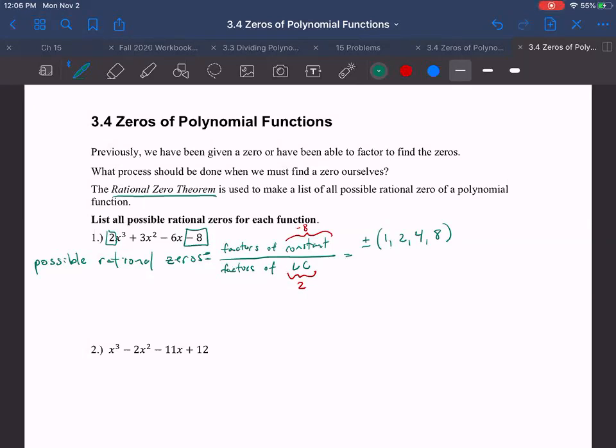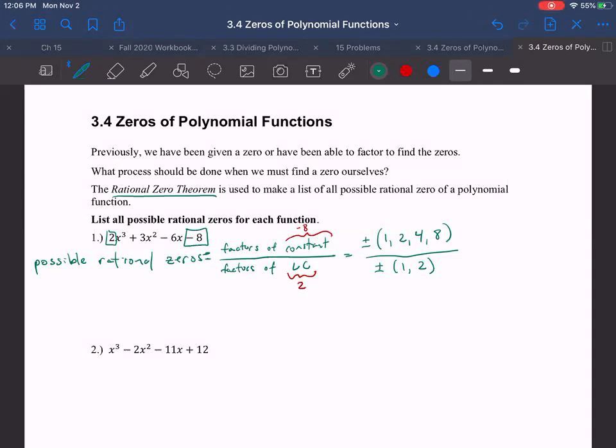And I'm taking care of all the positive and negatives by writing that plus minus out in front there. And then we need all the possible factors of 2. And that's going to be a plus or minus. And again, sorry, not just 2, but 1 and 2. Those are our possible factors for that.